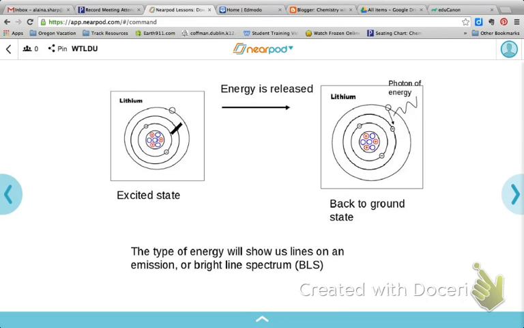And when it drops back down, so this guy right here, when he drops back down, he's going to release a photon of energy. So remember, energy is released, and again, to make that even better, we could say a quantum of energy is released. And that's a photon, and that photon is going to show up.